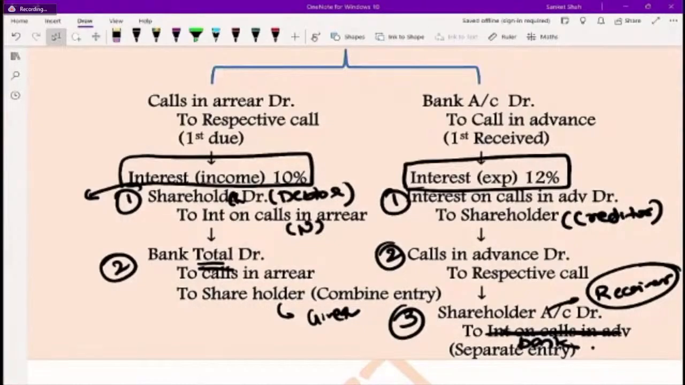See, and think positively. What are the entries? Call scenarios: debit balance to the respective call. So due first. And in case of advance, bank account debit to calls in advance. Then interest is income. So the second entry will be, so these are the entries you have to pass. For interest, you will pass the entry: shareholder account debit to interest, because it's income. And bank account debit to call scenarios to shareholder, because call scenarios you have to cancel. So total amount.